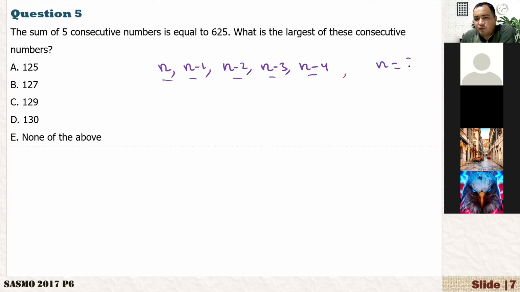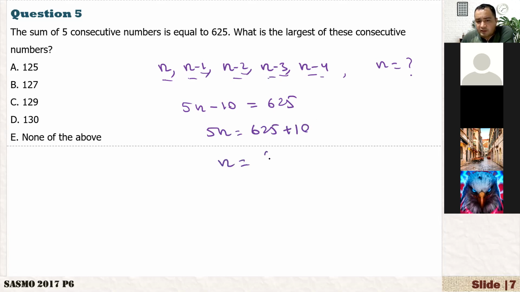So here I'm looking for n, right? It says the sum of these numbers. If you add them, n plus n plus n plus n plus n, that is 5n. And 1 plus 2 plus 3 plus 4, it is 10. So 5n minus 10 is equal to 625. From here, 5n is 625 plus 10. So n is equal to 635 over 5, that's equal to 127. So the biggest of these numbers is 127.